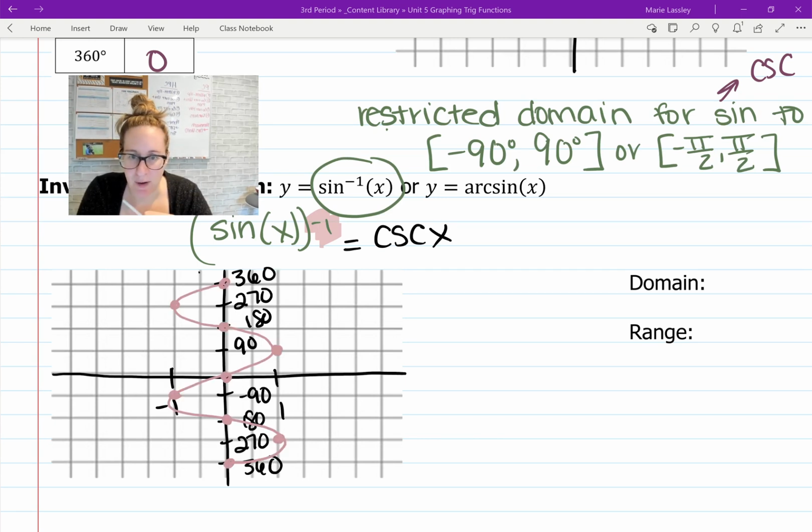Okay, so here's my graph. We have that sideways sine wave. And remember, when we're doing this inverse, really we want to zoom in on just this section of the graph. So we hit that -1 and we go all the way to +1, and we don't repeat any values. So that section right here.